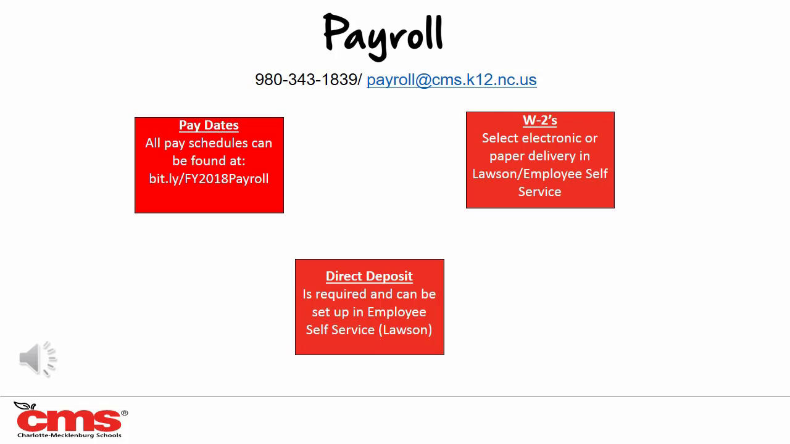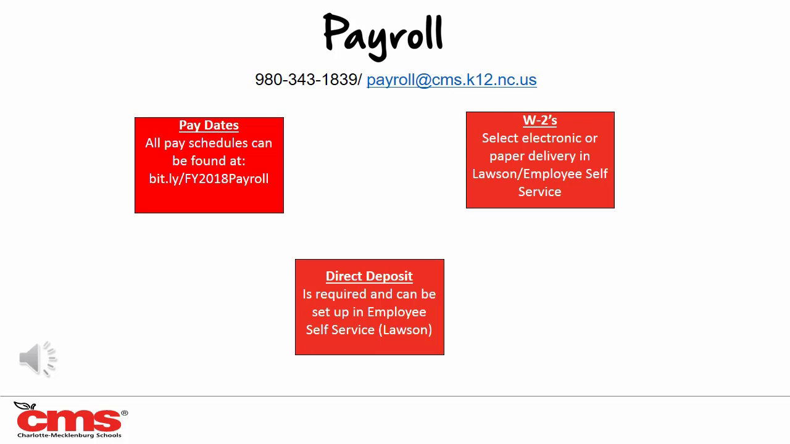If a payroll runs and you do not have direct deposits set up, you will need to pick that check up at the CMS Finance Office at 4421 Stewart Andrew Boulevard. You can call the Payroll Help Desk at 980-343-1839 for check distribution dates and times. Your check will be released only with proper ID and proof that you have since entered a valid direct deposit account in the Lawson system.